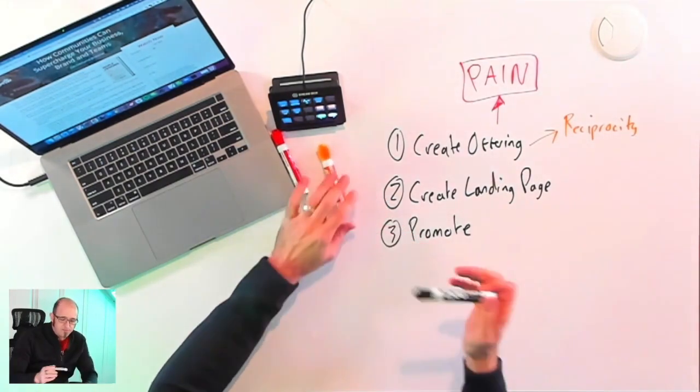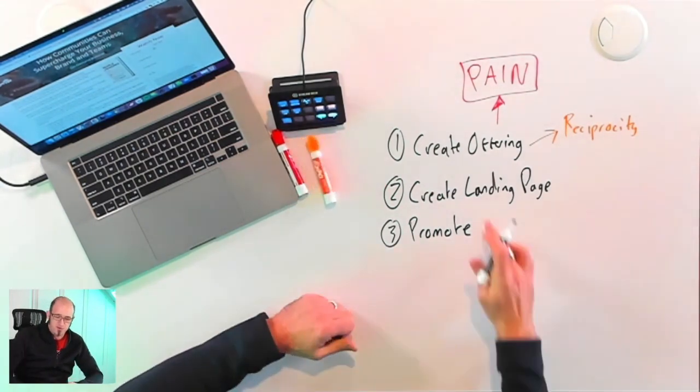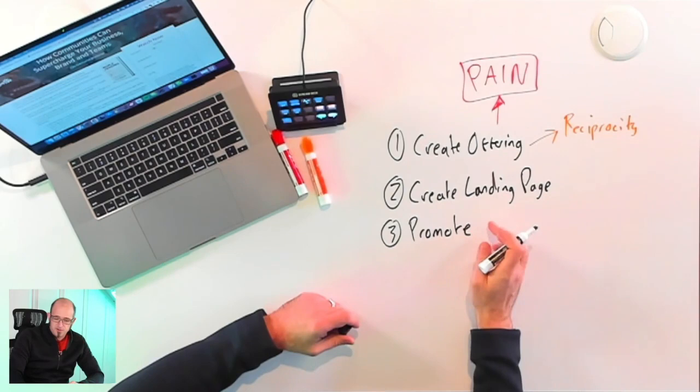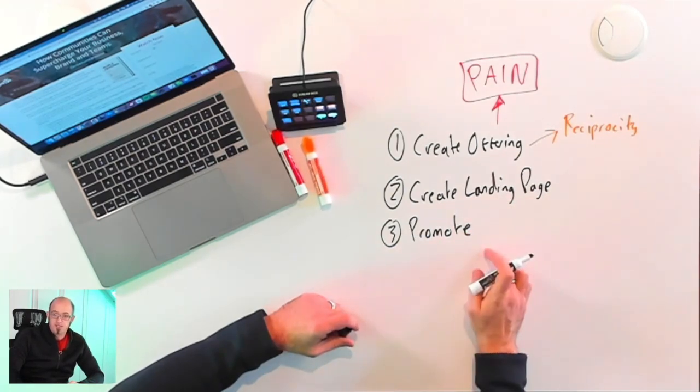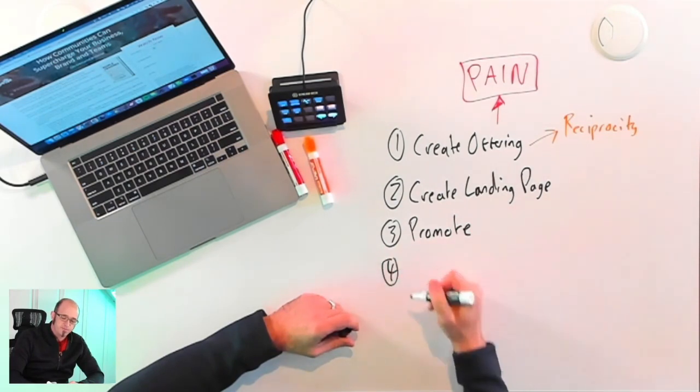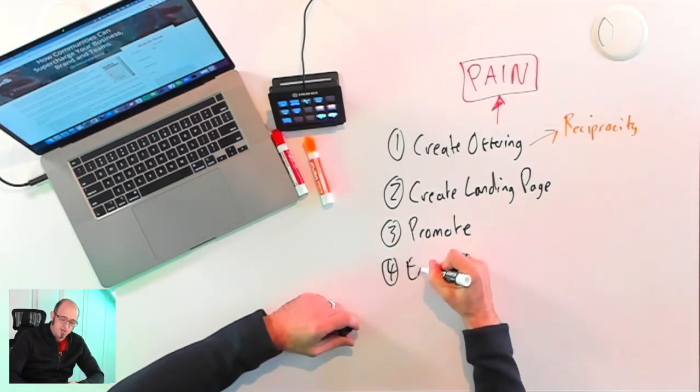So what we're going to do now is go to the nurture phase. You offer your thing, your webinar, your ebook, whatever. You create the landing page, you promote it, and then we nurture people. And this is done with email.